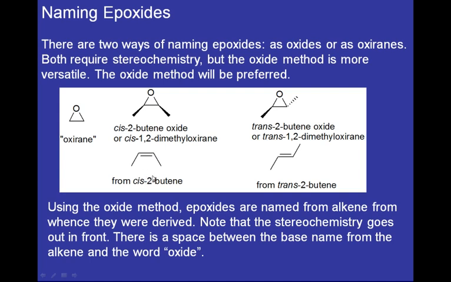So we go back up here to the epoxide, and the oxygen here is the oxide part. So this would be cis 2-butene oxide because it comes from this alkene. This one, as you can see, is trans, and it came from trans 2-butene, and the name of this one would be trans 2-butene oxide.